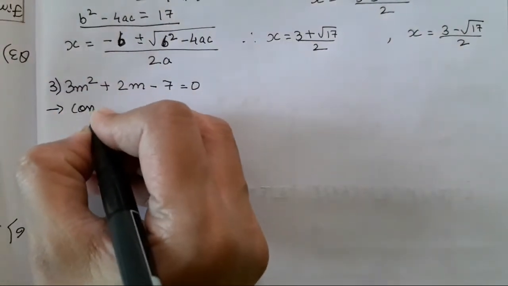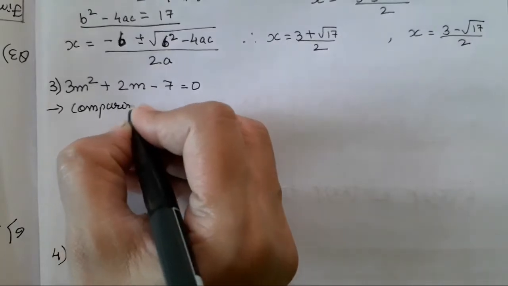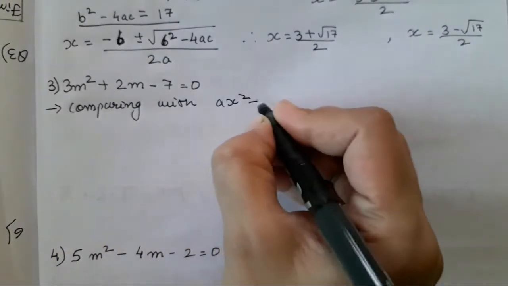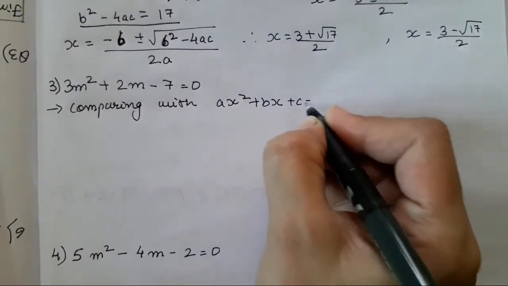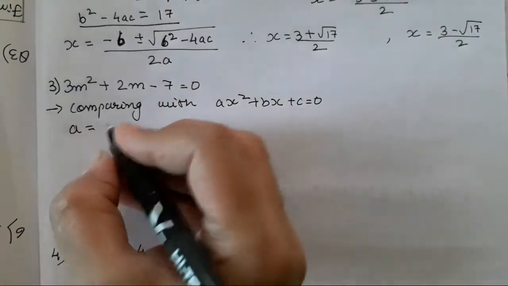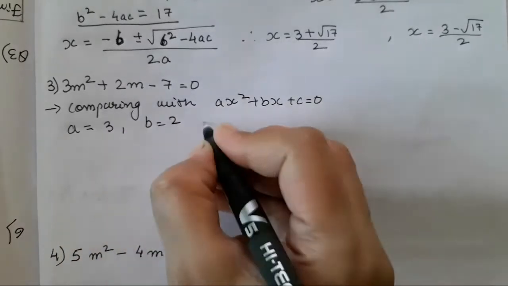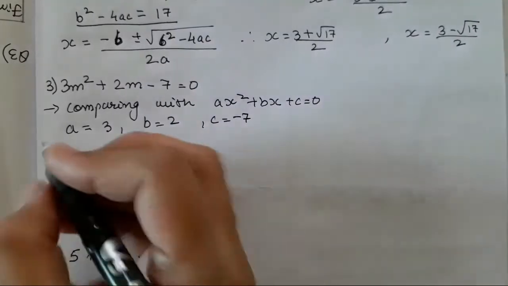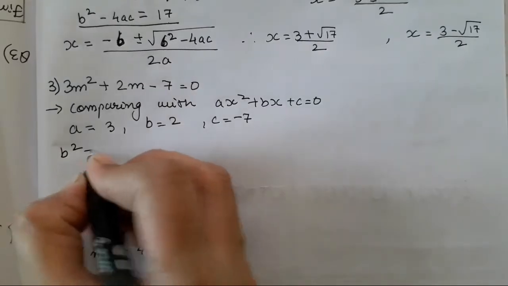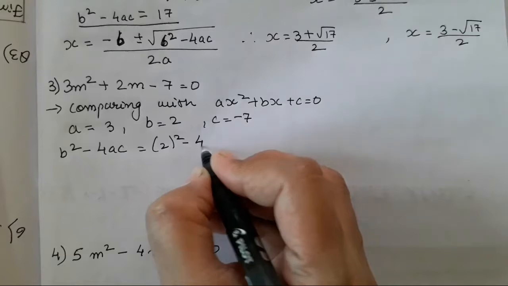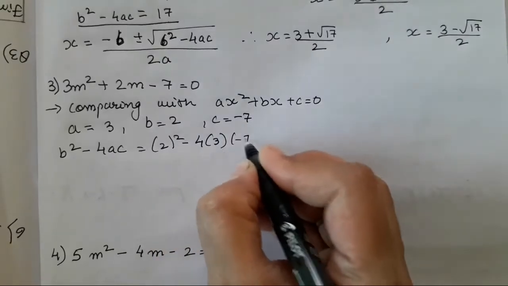Again, compare with ax square plus bx plus c. Don't change the steps, children. Keep it same so that it becomes easy to solve. C is supposed to be minus 7. Now, first b square minus 4ac, which is supposed to be 2 square minus 4 into 3 into minus 7.